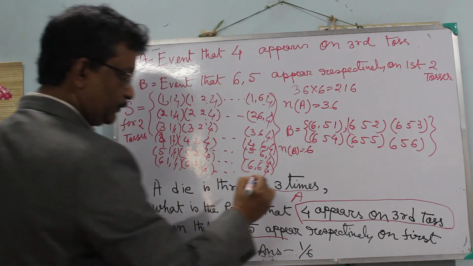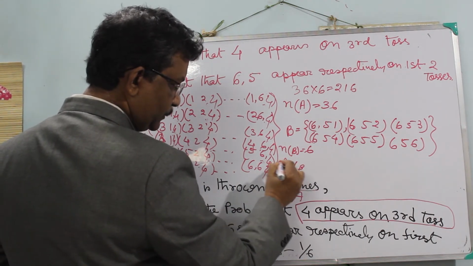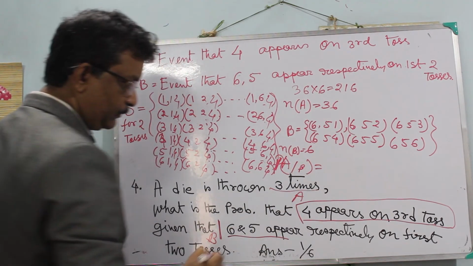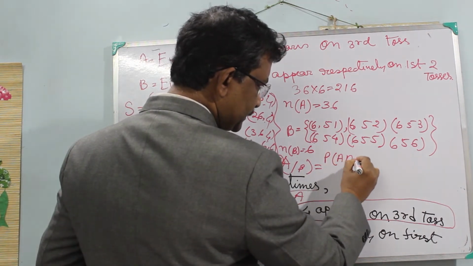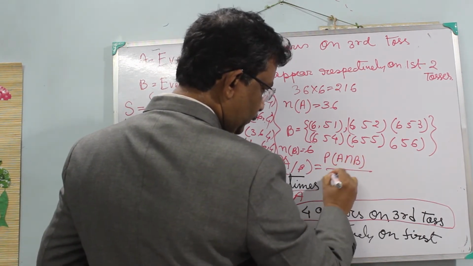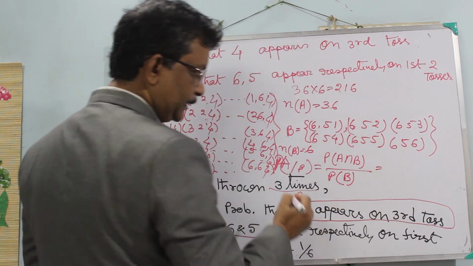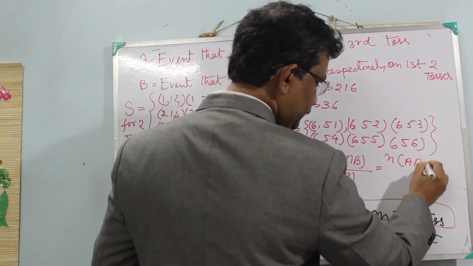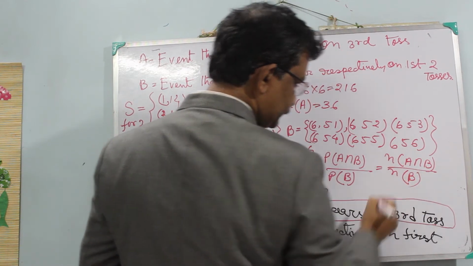We are required to calculate the probability of A when B has occurred. So probability of A intersection B by probability of B, or we can calculate it by the number of elements: number of elements of A intersection B by number of elements of set B.